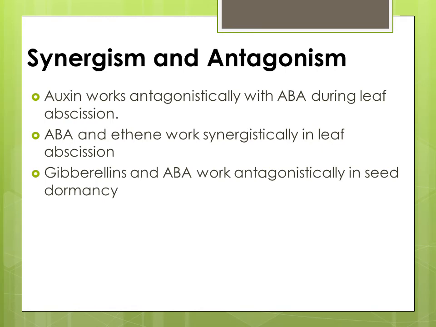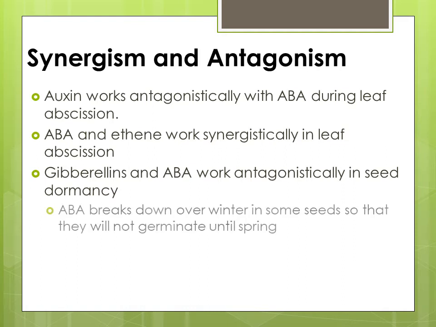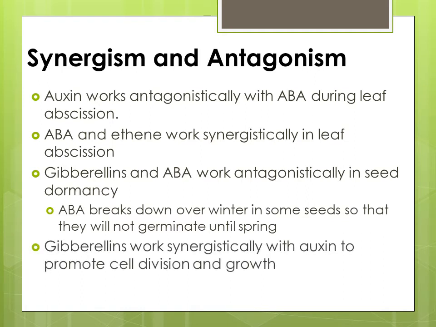Gibberellins and abscisic acid are working antagonistically in seed dormancy. ABA will actually promote seed dormancy in the autumn, and quite often what happens is that the abscisic acid breaks down over the course of winter with particular types of seeds, and that allows gibberellins to become more effective. Gibberellins will work synergistically with auxin to promote cell division and growth, and that would obviously be particularly in the spring when the plants are starting to germinate and grow.